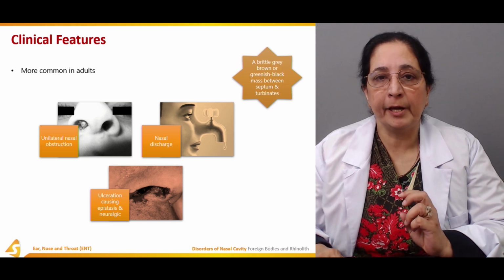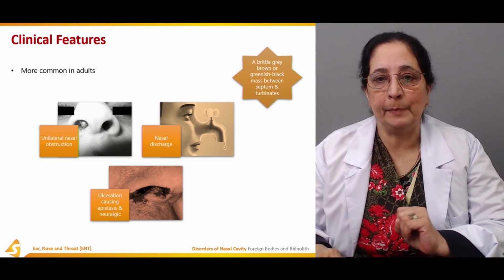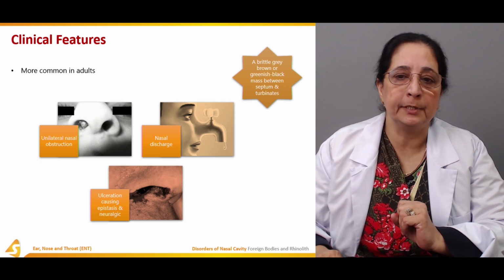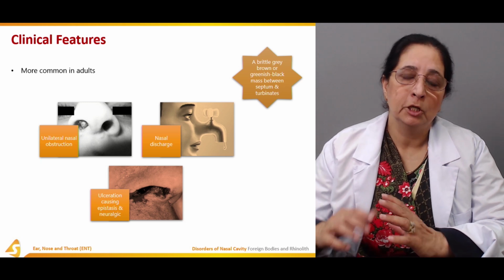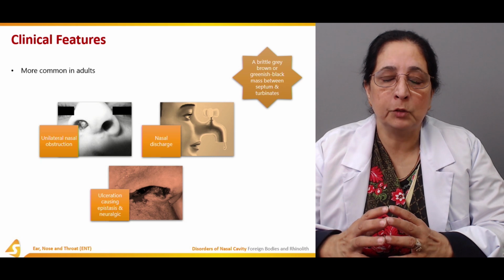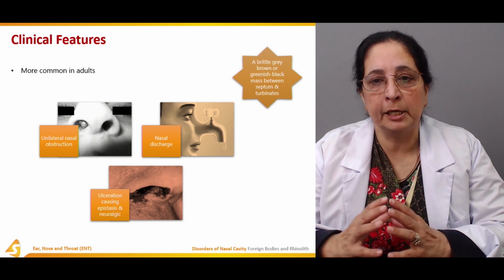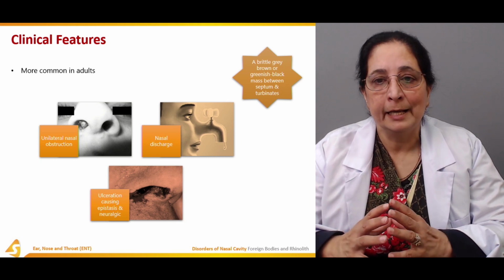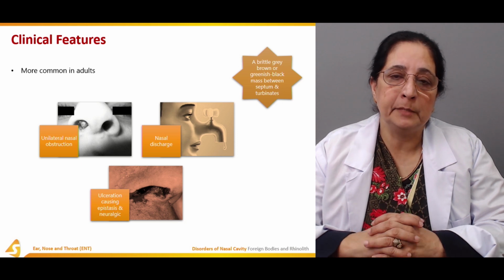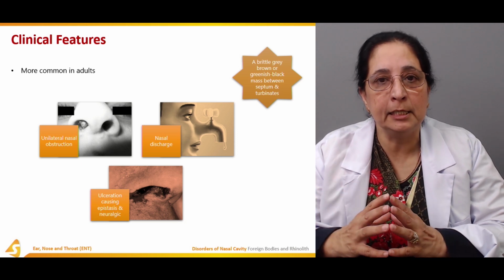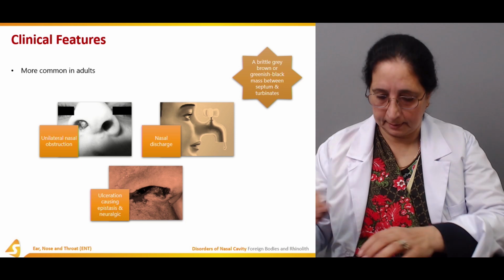A brittle gray, brown or greenish black mass between the septum and turbinates. Usually the stone is, as mentioned, gray, brown or greenish black, and it is between the septum and the nasal turbinates.